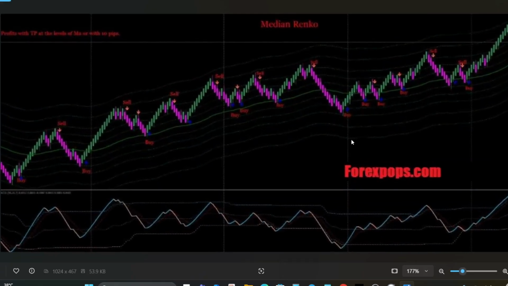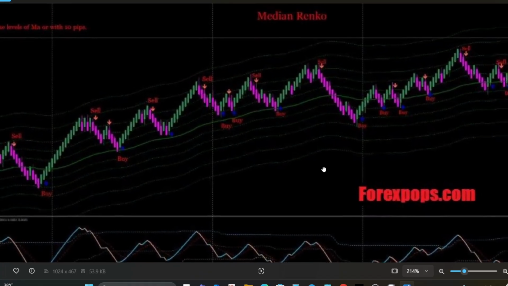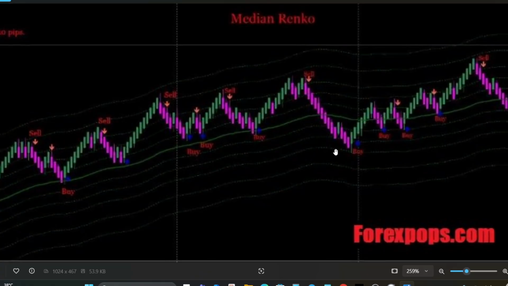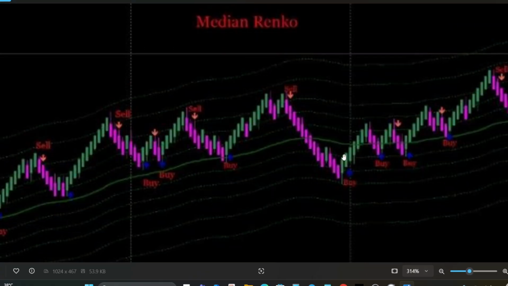Now that we understand what median Renko bars are, let us talk about how to read them on your chart. Each median Renko bar represents price movement that exceeds a set value, typically referred to as the brick size. When the price moves beyond the brick size in either direction, a new bar is formed.